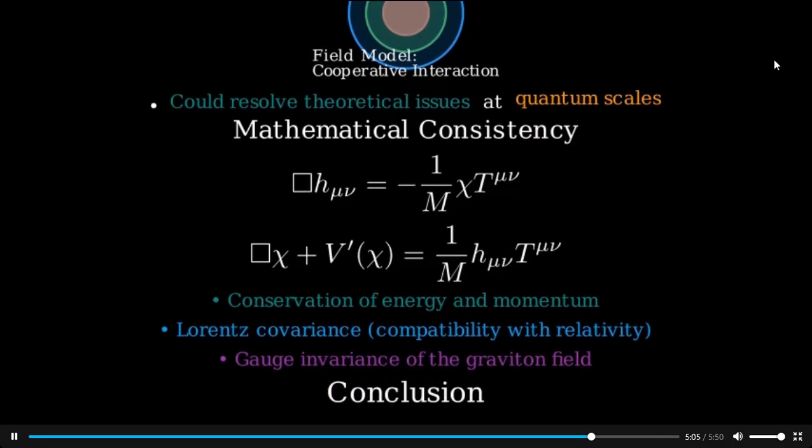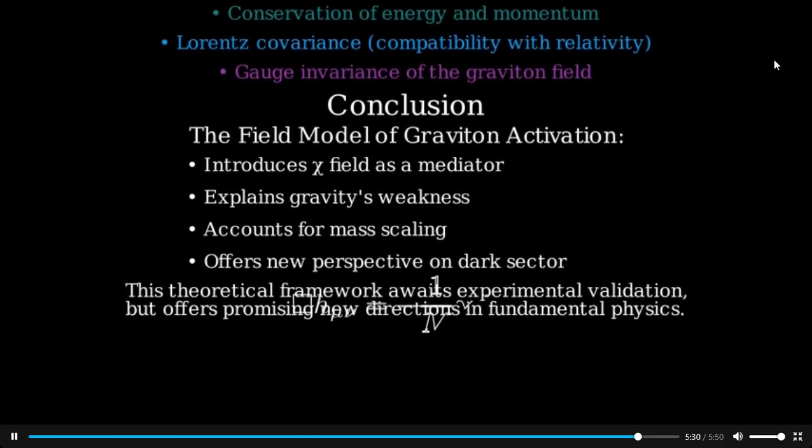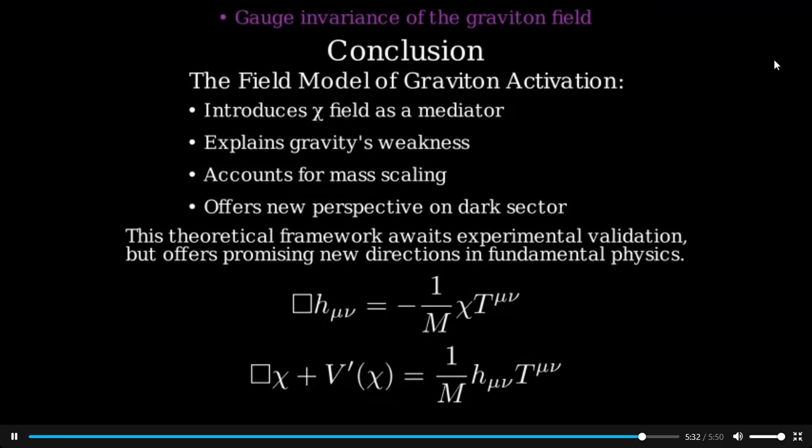To conclude, the field model of graviton activation provides an intriguing alternative perspective on the nature of gravity by proposing an auxiliary field chi that activates gravitons and mediates their interaction with matter. This model offers potential explanations for several puzzling aspects of gravity: its weakness relative to other forces, its scaling with mass, and challenges in quantum gravity. While this remains a theoretical framework that would require experimental validation, it represents an interesting approach to some of the most fundamental questions in physics, potentially offering new insights into gravity, quantum theory, and the dark sector.